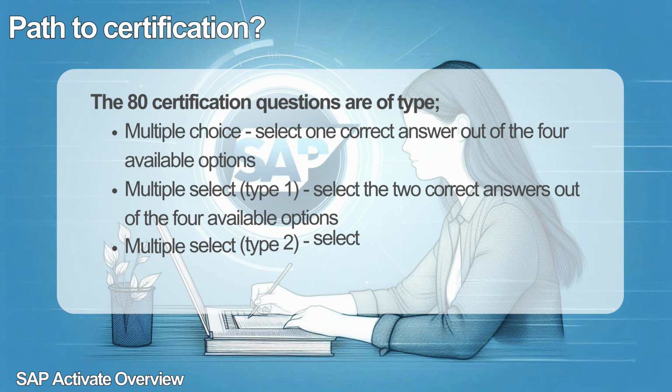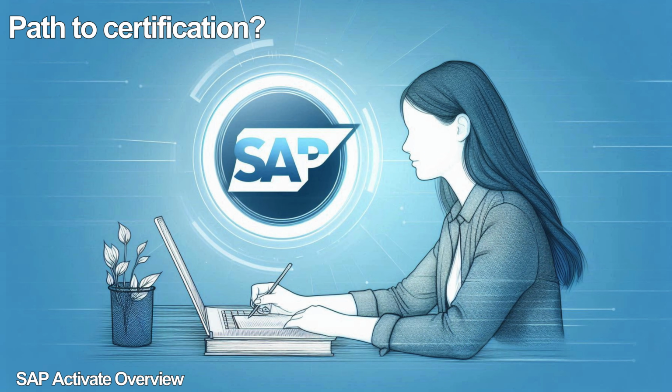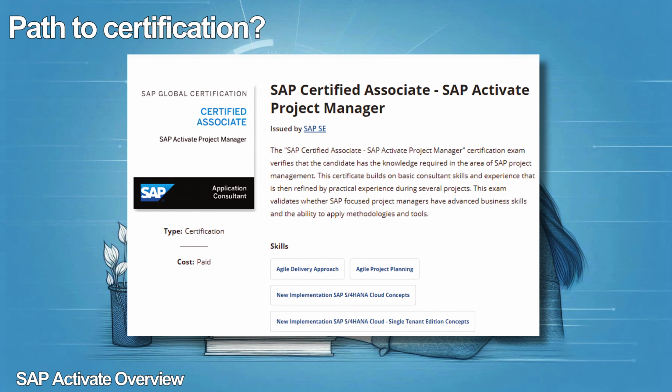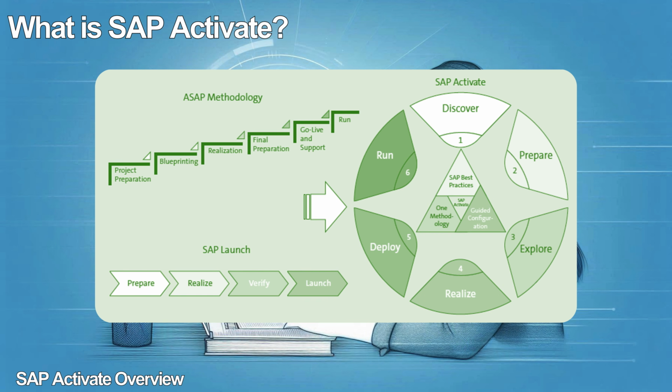After you complete the test, the system will show you the percentage of marks obtained on each of the 10 topic areas. The web page will also show the outcome of the test, pass or fail. After you clear the certification exam, you'll receive a digital badge that you can proudly display on social media, such as LinkedIn. What is SAP Activate and how should you get started?